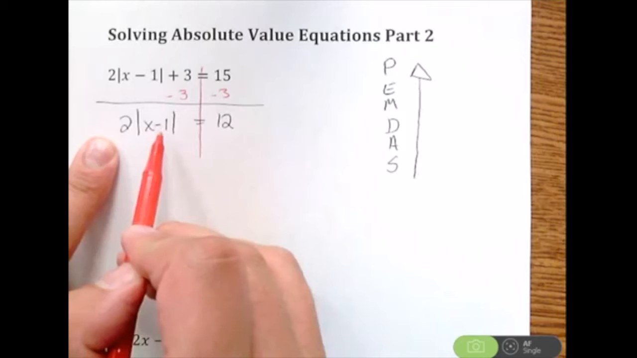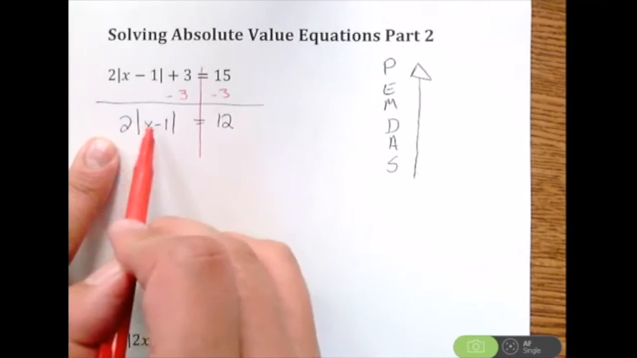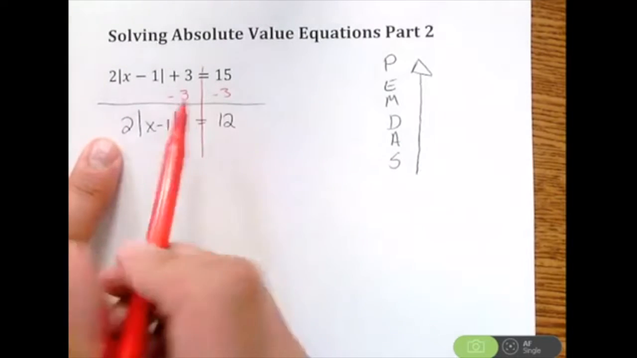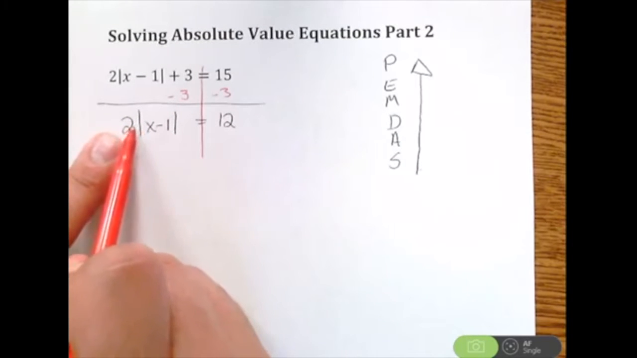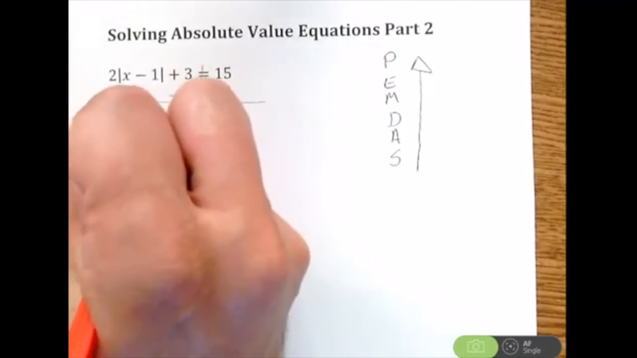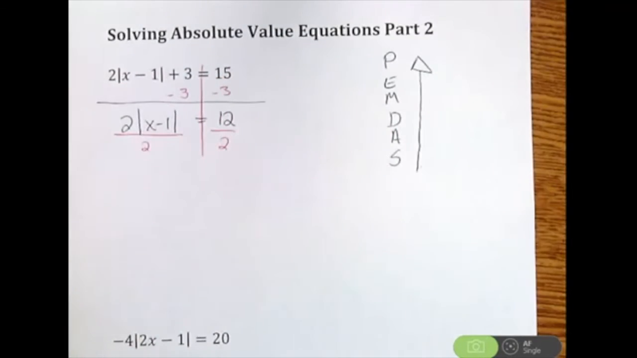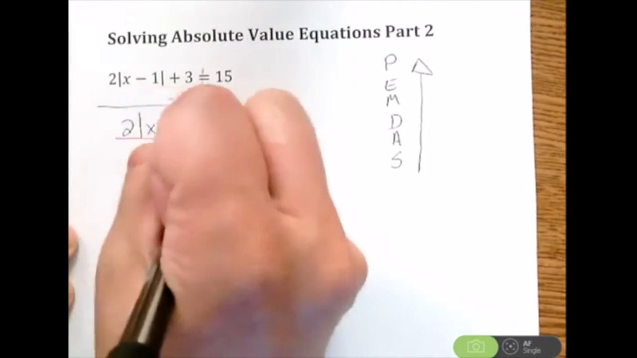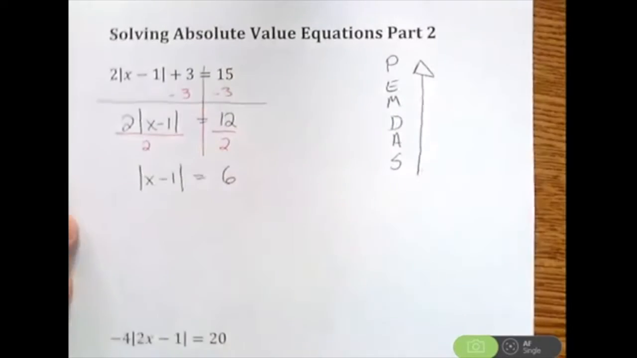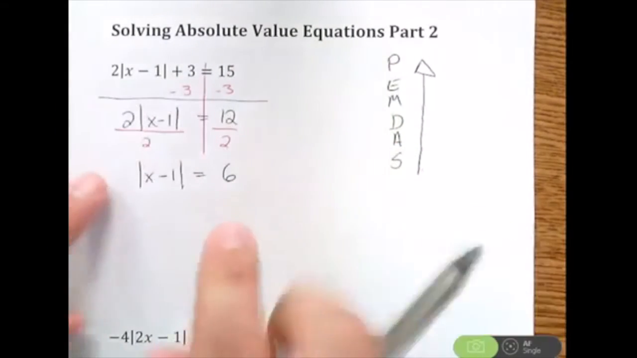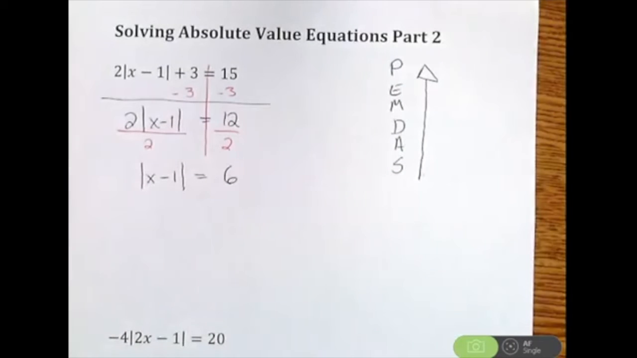We can't distribute this. Absolute values you cannot distribute through. They're not like typical parentheses. They're close, but they're not exactly the same. So I can't distribute it, but this is being multiplied here. So the opposite of multiplying is, let's go ahead and divide each side by 2. Then I have absolute value of x minus 1 equals 6. And just like that, by removing the 3 and removing the 2, this is looking awfully similar to the type of equations we were solving in part 1.